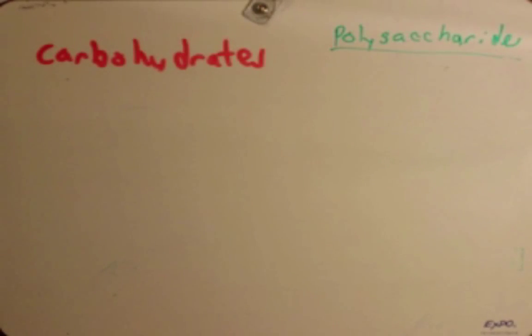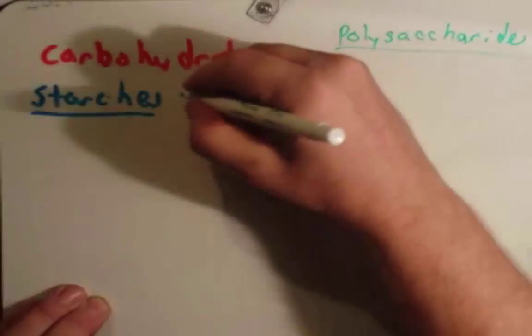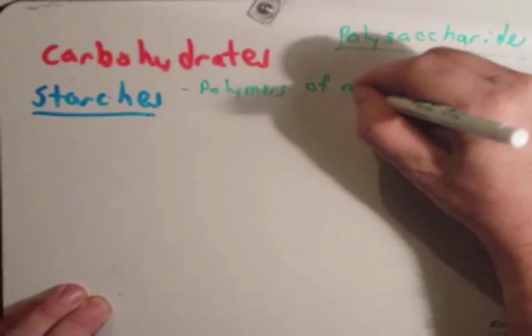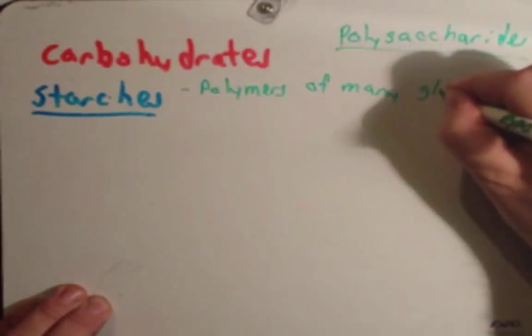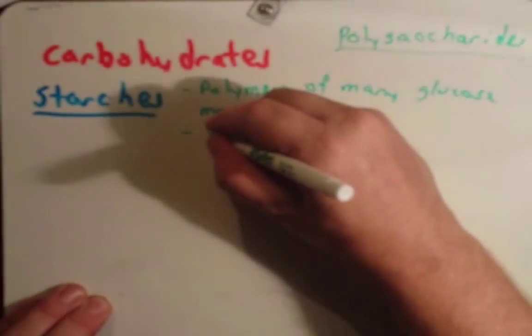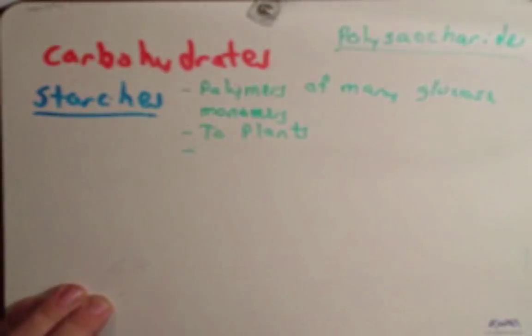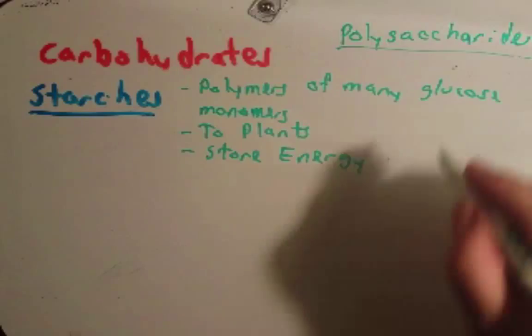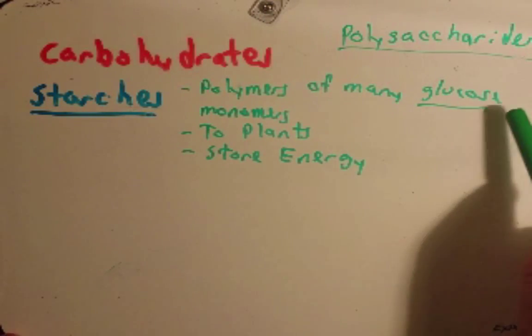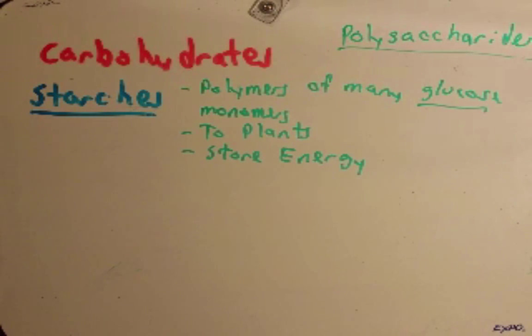Alright, so now let's begin this discussion of the different types of polysaccharides. The first one I would talk about are starches. Starches are polymers of many glucose monomers. They are unique to plants, so only found in plants, and their function is to store energy. Remember, glucose is the main source of cellular energy. Glucose is broken down through the process of respiration, cellular respiration, to generate ATP, which is energy.